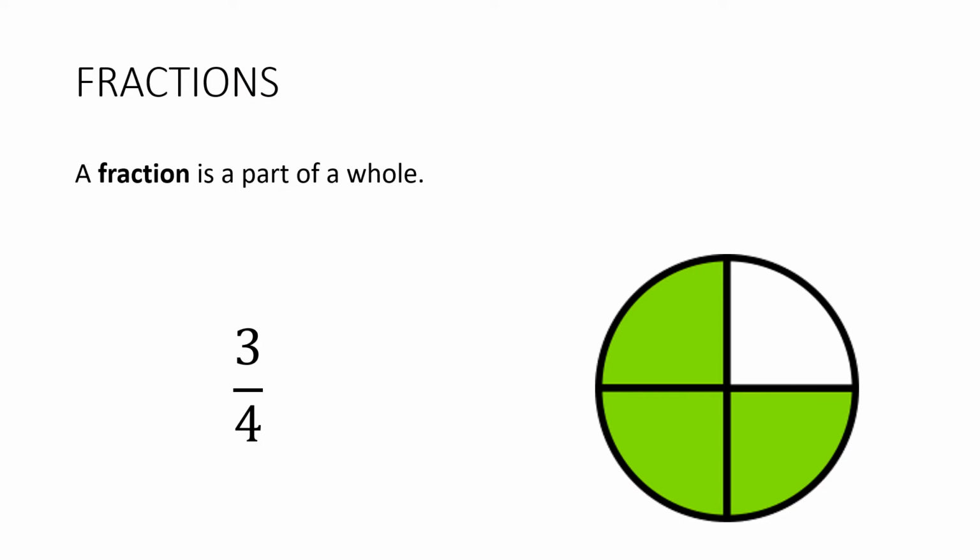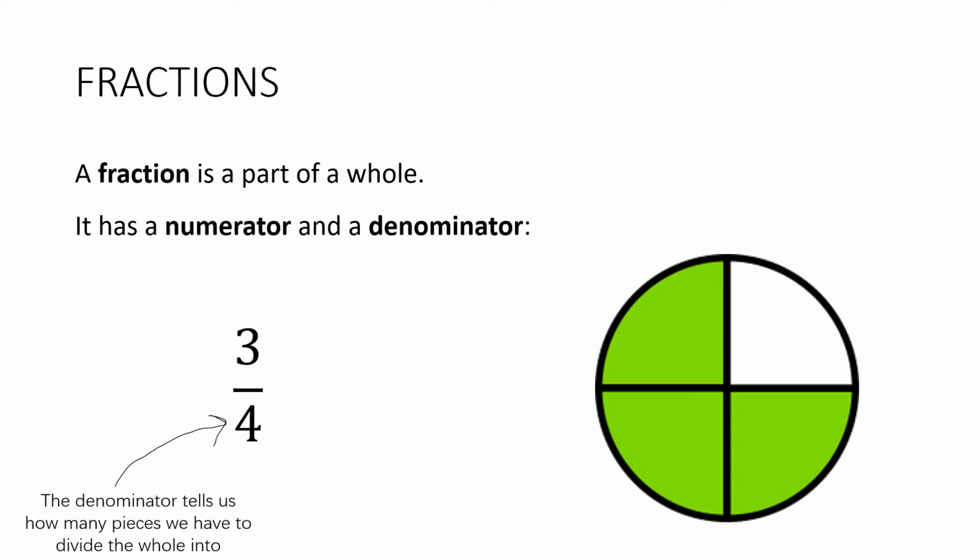So a fraction is a part of a whole. And just like Abby said, it has a numerator and a denominator. Now we can see there in the picture that we have shaded 3/4. The bottom number, the denominator, tells us how many pieces we've divided the whole into. And the numerator tells us how many pieces we have.